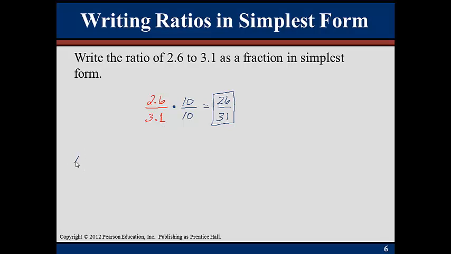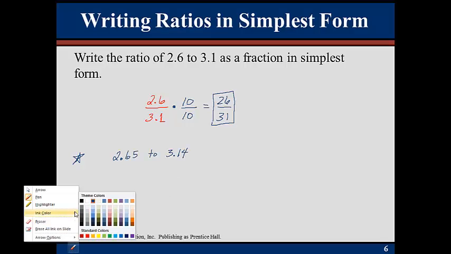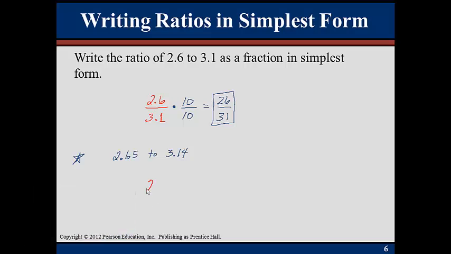Let's make up another example real quick. Let's say we had to write the ratio of 2.65 to 3.14. Okay, so let's do the same thing again. The first number we have is the 2.65, and we're going to divide by 3.14.